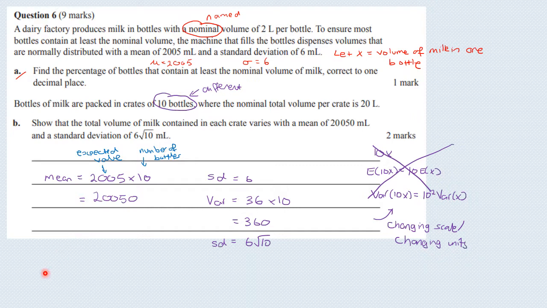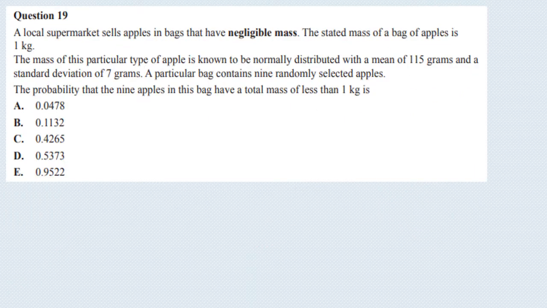Let's have a look at another couple of examples just to clarify this idea. So in this question, we have to figure out which method are we going to use. The first one, is it a change of scale of units? Or the second one, have we taken one randomly distributed item and multiplied to get a number of them?